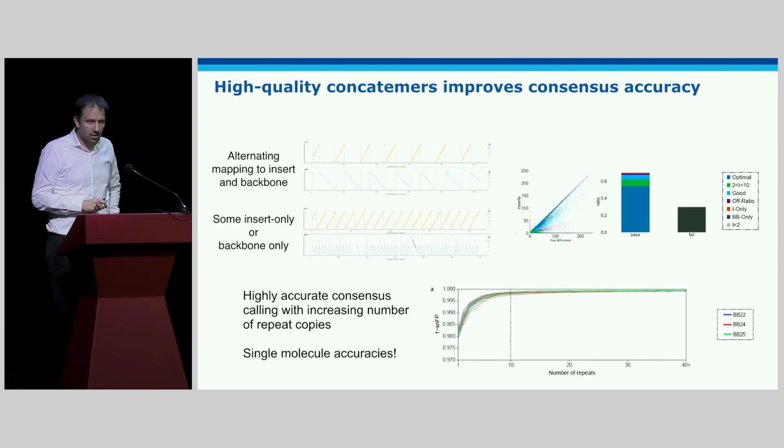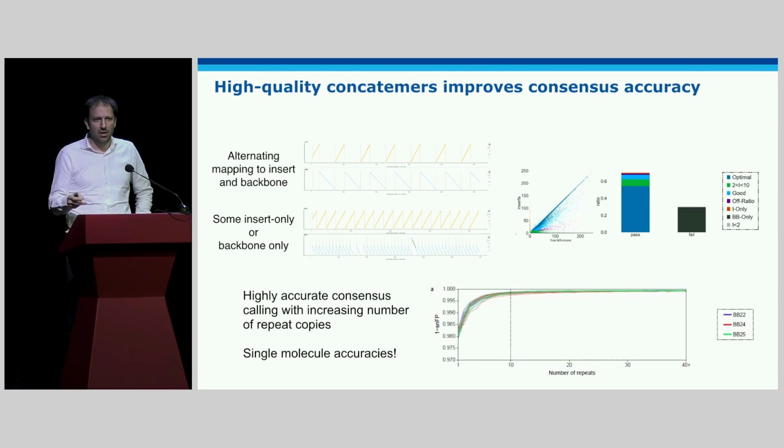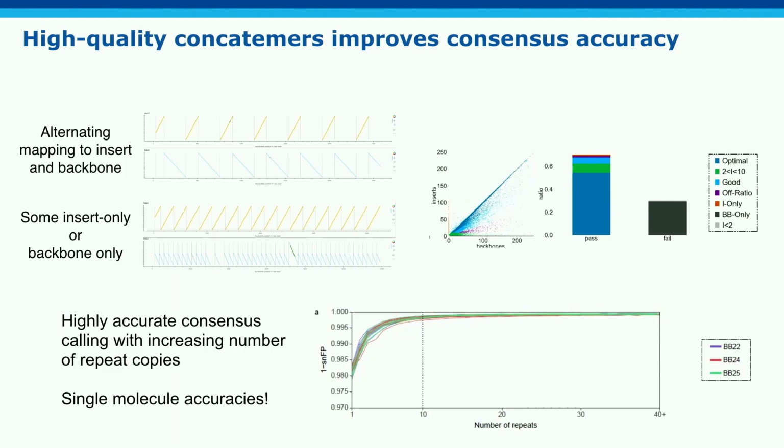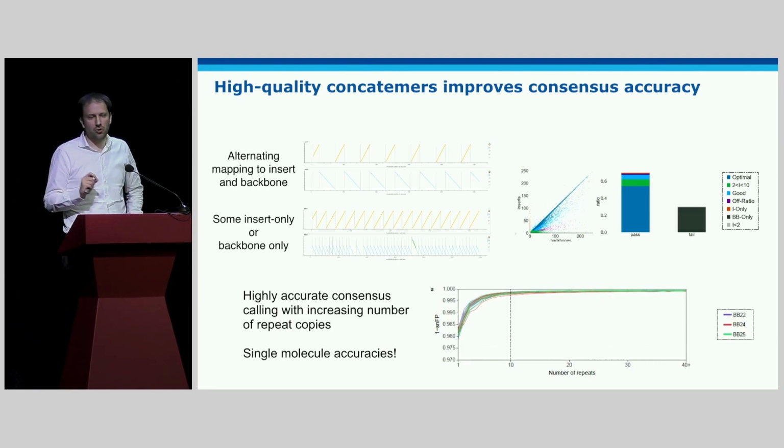This is just an overview of some results. So on the top you see the mapping of the insert and the backbone, and that is a good read. That's what we would like to see, really this alternating pattern of the insert and the backbone. And not all reads are so nice. Sometimes we see insert only or backbone only reads, which we need to filter out. But on the right there you see a plot that shows you that the vast majority of the reads contains really this 50-50 insert backbone ratio, which is exactly what we would need. So those are the ones that are selected then for consensus calling.